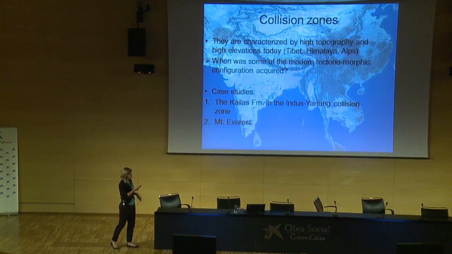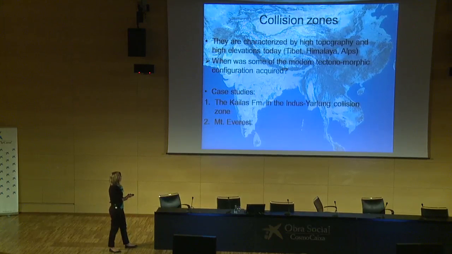So collision zones in general are characterized by high topography and high elevation today, like Tibet and the Himalayas and the Alps. But when some of the modern topographic features were acquired is a question. So that's one of the questions I'm going to address looking at the India-Asia collision zone, and specifically when some of these topographic features that we see, high elevation regions in the collision zone, were acquired.